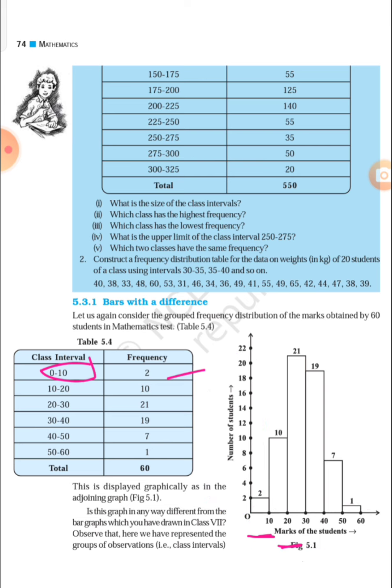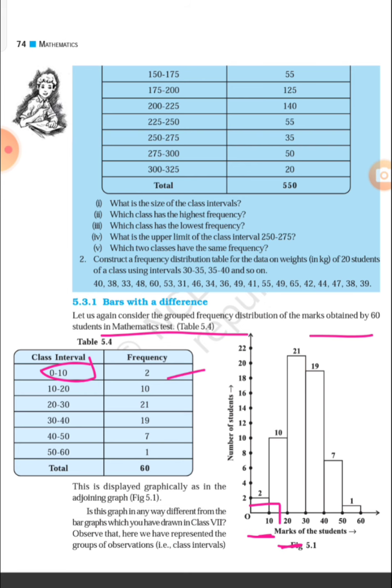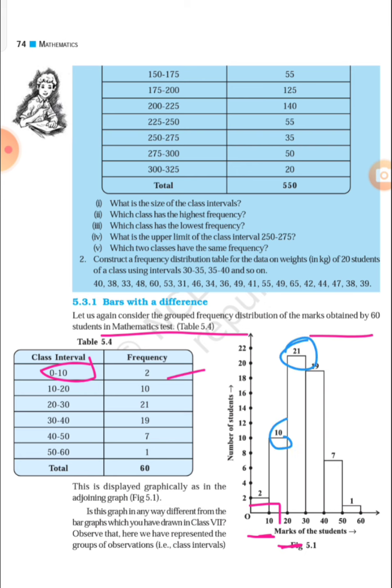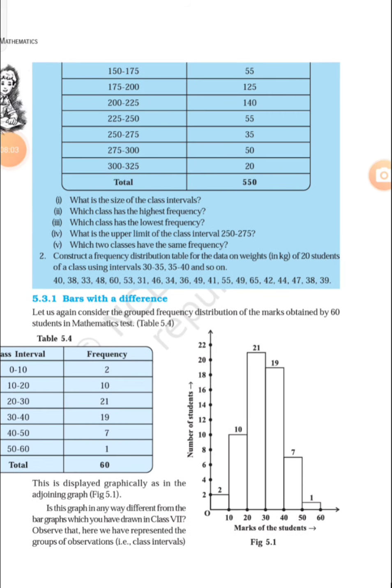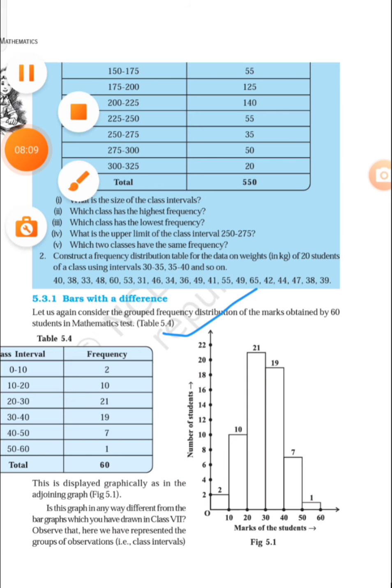These are the marks obtained by 60 students in mathematics, which we constructed in the previous frequency distribution table. Now we have to make the bar graph. The students getting marks between 0 to 10 number 2, 10 to 20 number 10, then 21, then 19, and last 1. So this is the bar graph of the previous question which we have solved. You can draw this type of bar graph on graph paper also. You have already done this kind of question in previous classes, but this is a quick reminder to refresh the previous knowledge.